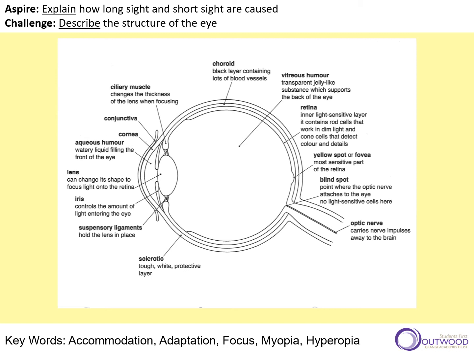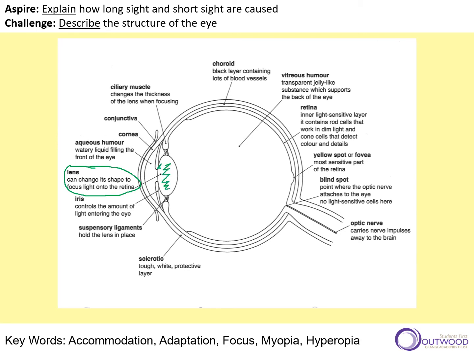So let's start off, and again, you can draw and write as I'm talking. Let's start off at the top. So what we've got here, or in the middle I should say, we've got a lens. Okay, so we've got a lens, that's this part here.